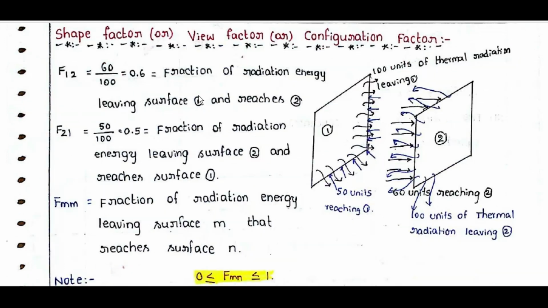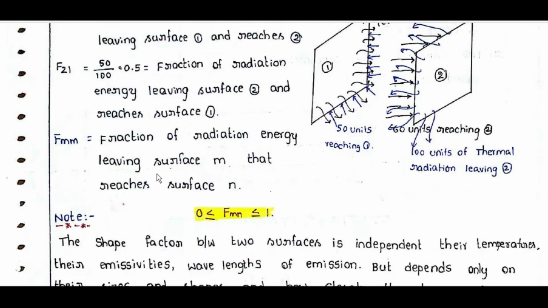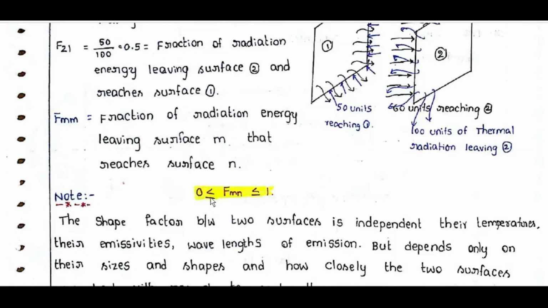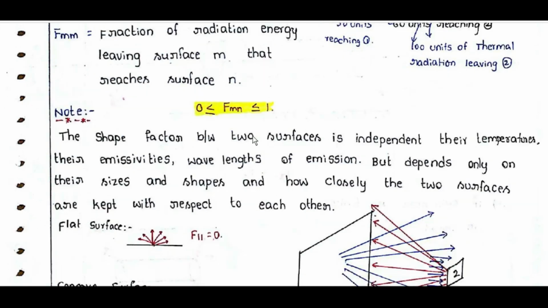Shape factor, or view factor, or configuration factor. F12 is equal to, in this case, 100 units leaving, 60 units reaching, which is 60 by 100 is equal to 0.6. It is the fraction of radiation energy leaving surface 1 that reaches surface 2. F21 is 0.5, that is 50 by 100, the fraction of radiation leaving surface 2 that reaches surface 1. F_MN is the fraction of radiation energy leaving surface M that reaches surface N. 0 is less than or equal to F_MN, which is less than or equal to 1.